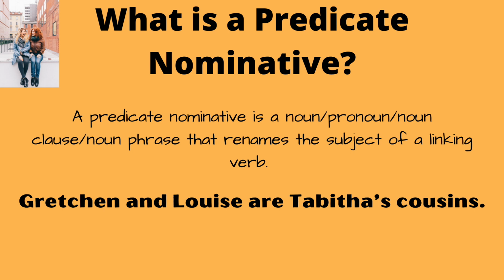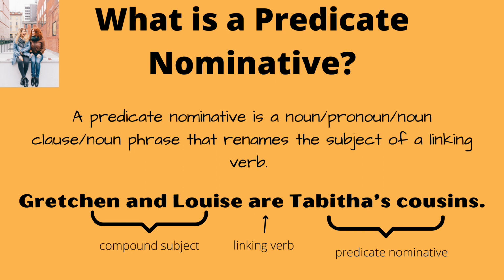Our subject is Gretchen and Louise. It's a compound subject, right? Because we have two, in this case, people, for just one linking verb. And our linking verb is are, the third person plural form of be. Our predicate nominative is Tabitha's cousins. The predicate nominative is renaming Gretchen and Louise using a different noun phrase, okay?